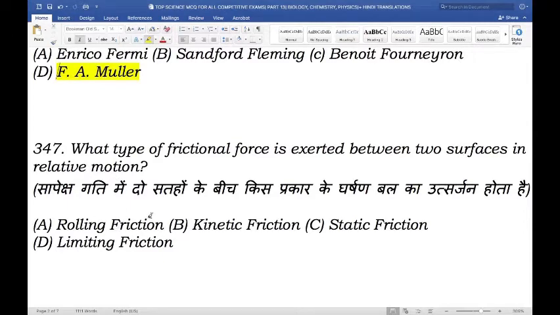Next question. What type of friction force is exerted between two surfaces in relative motion? Is it rolling friction, kinetic friction, static friction, or limiting friction? So the type of friction force that is exerted between two surfaces in relative motion is known as kinetic friction. Kinetic friction is defined as a force that acts between moving surfaces. A body moving on the surface experiences a force in the opposite direction of its movement. The magnitude of the force will depend on the coefficient of kinetic friction between the two materials.